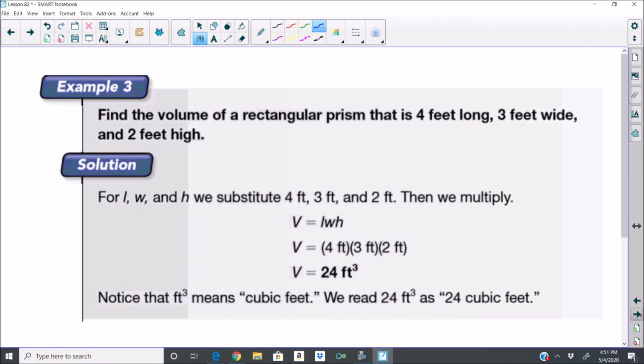Example 3, find the volume of a rectangular prism that is 4 feet long, 3 feet wide, 2 feet high. Well, all we're doing is using our formula and plugging in the numbers. So we have 4 feet times 3 feet times 2 feet. 4 times 3 is 12, times 2 is 24, and then we cube the answer. The cube means cubic feet. So you would read 24 feet with a 3 like that as 24 cubic feet.